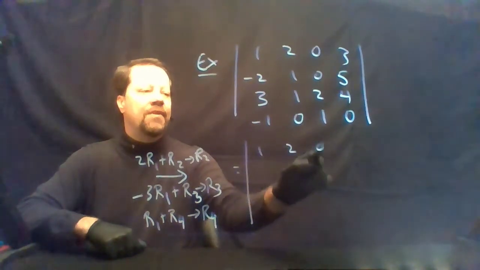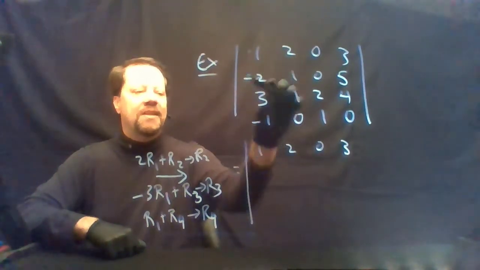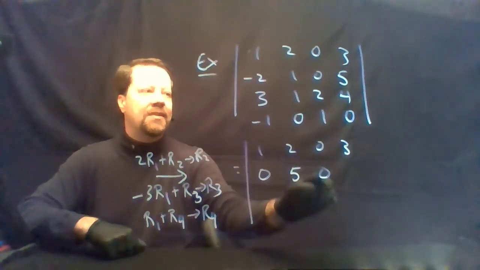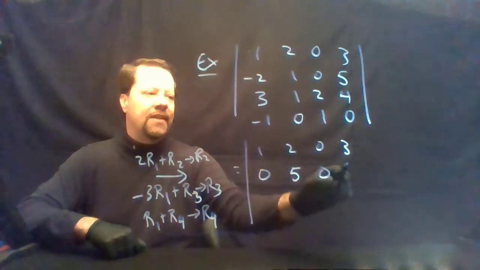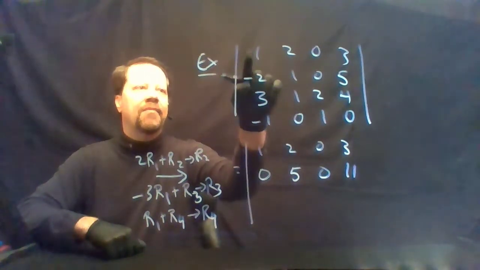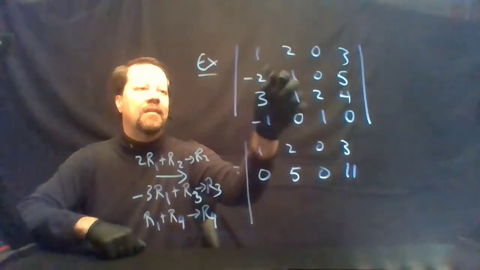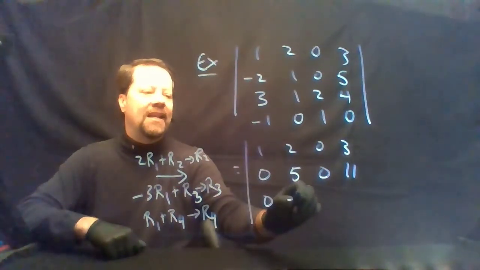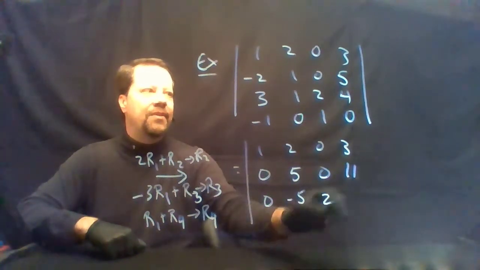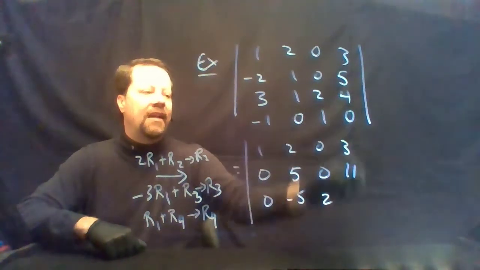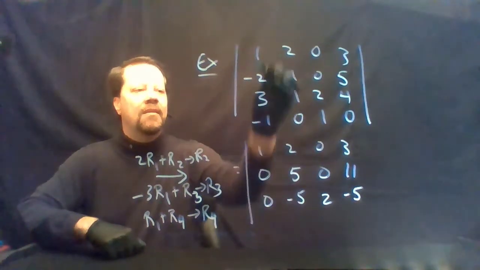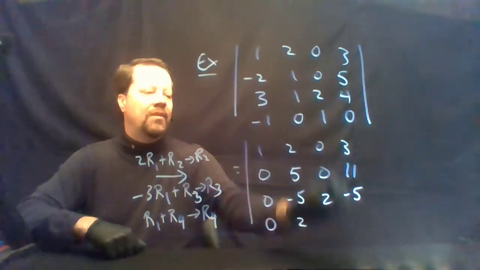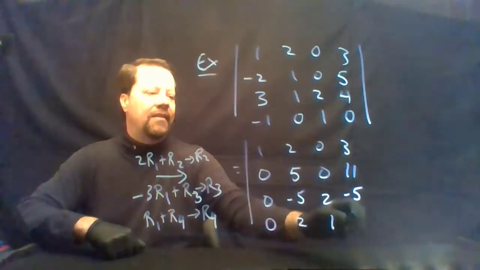That doesn't change the first row at all. 2 times this plus this gives us 0. 2 times this plus this, 5. 2 times this plus this. 2 times 3 is 6 plus 5 is 11. Negative 3 and 3 makes 0. Negative 6 and 1 makes negative 5. We'll have 2. And then negative 9 and 4 makes negative 5. 1 and negative 1 is 0. 2, 1, and then 3.